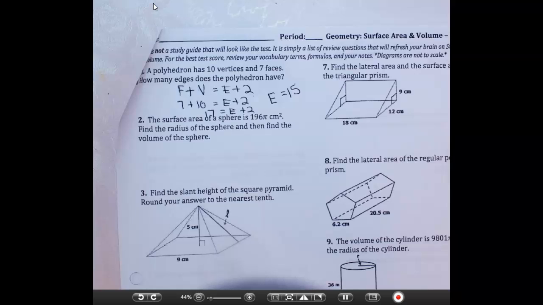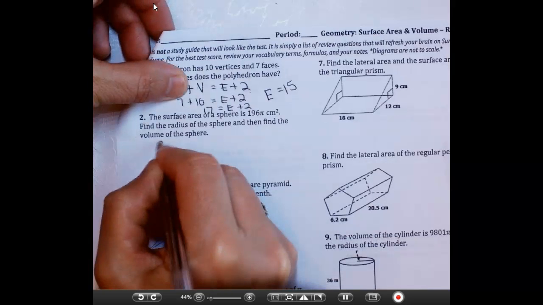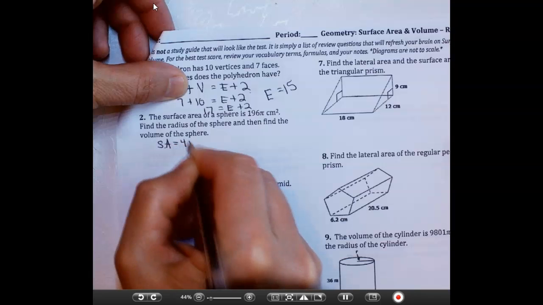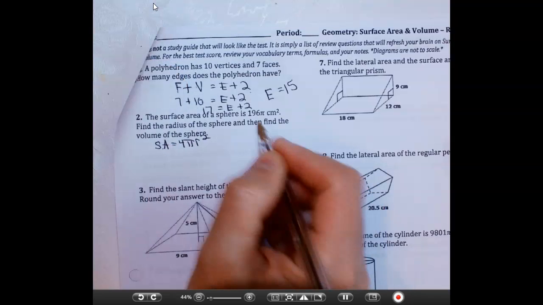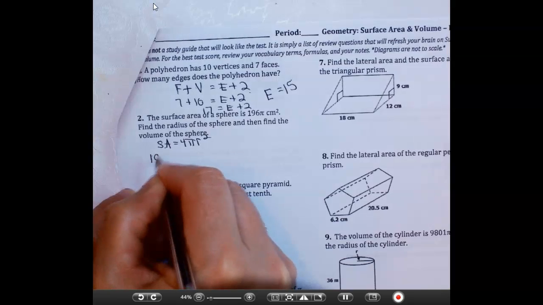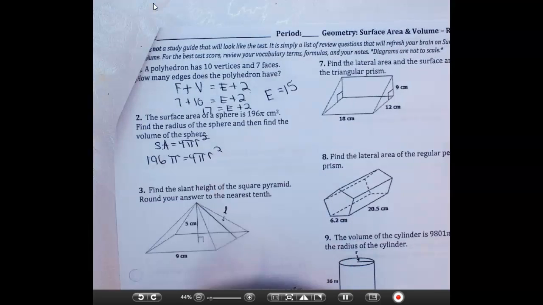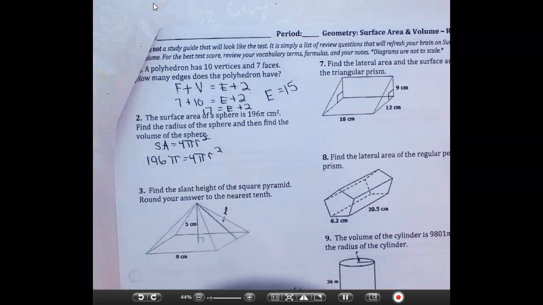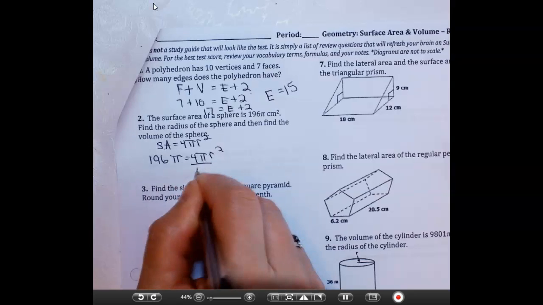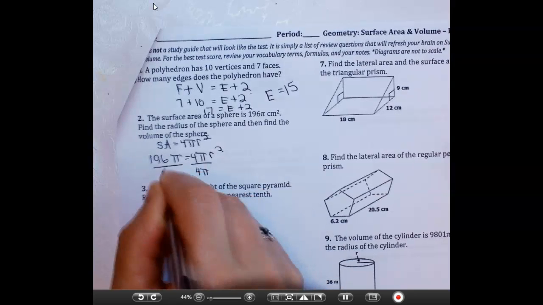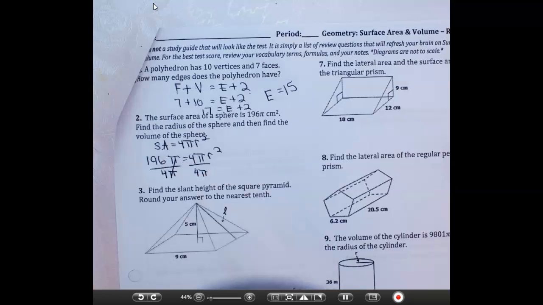All right, number 2, it tells me the surface area of a sphere. They want us to find the radius and then ultimately find the volume. So again, I'm going to go to my formula sheet. I'm going down to the bottom under surface area. My surface area formula is 4 pi r squared. I've been given that surface area is 196 pi. And the first thing I need to do is go find the radius. So to get r squared by itself, I'm dividing by 4 pi. Those pi's will cancel out.